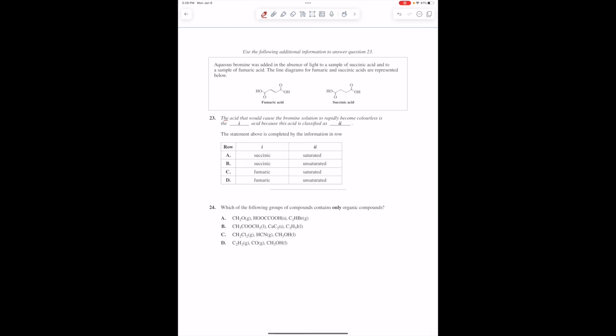The acid that would cause the bromine solution to rapidly become colorless is the blank acid, because this acid is classified as saturated. Bromine, all right, so remember, bromine is Br2, or Br connected to Br, and you can do the bromine test for the presence of double bonds. So look at that, double bond, bromine will react with that because it's a double bond.